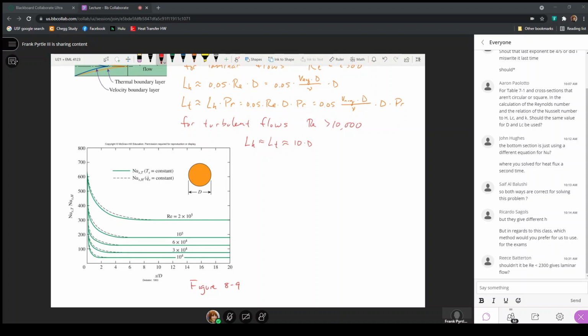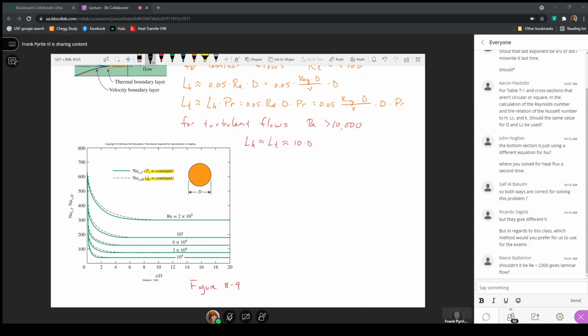And here, this is an expression of the Nusselt number as a function of x along the length of the pipe. This Nusselt number as a function of x is how you get the heat transfer coefficient as a function of x. And this is for two cases: when the surface temperature is constant and when the heat flux is constant along the pipe. Those are the two considerations that we'll make for internal flows.